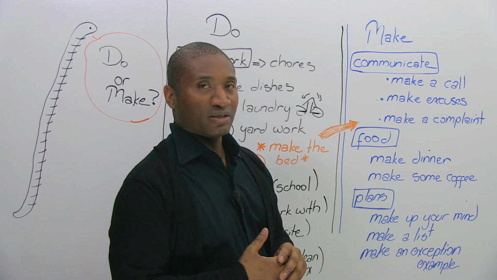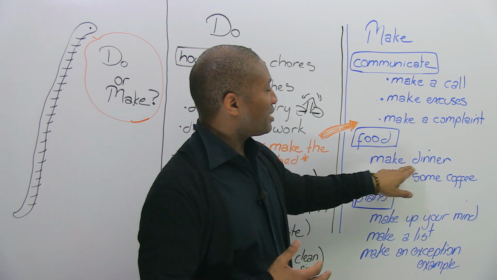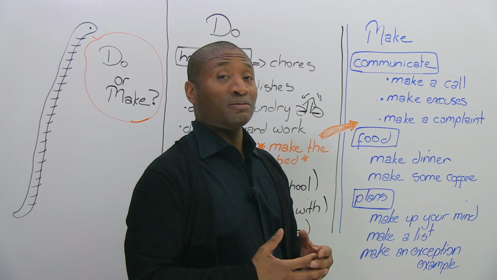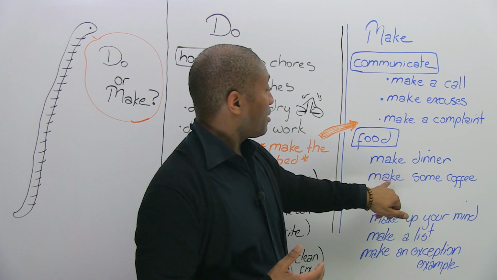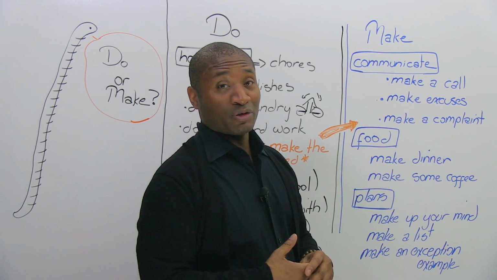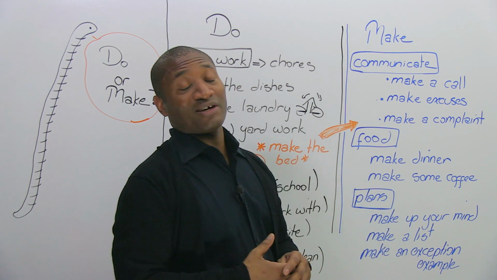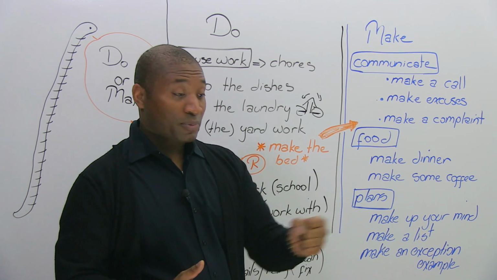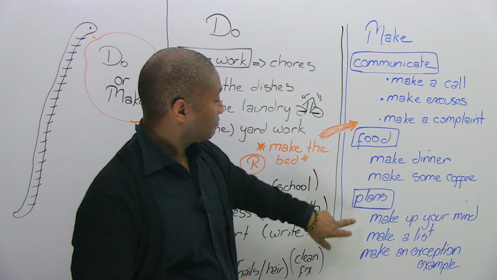Next ones are food. Make dinner. But make dinner is easy. We make dinner, we make lunch, we make breakfast. That's just to create a meal, produce a meal. Make some coffee. In the morning, I know when I get up and I'm really tired, I'm just going to, hey, dude, can you make me some coffee? Right? That means I want a cup of coffee produced for me.